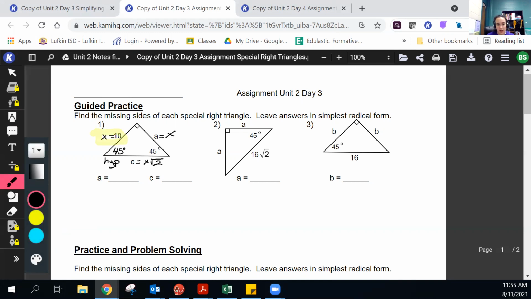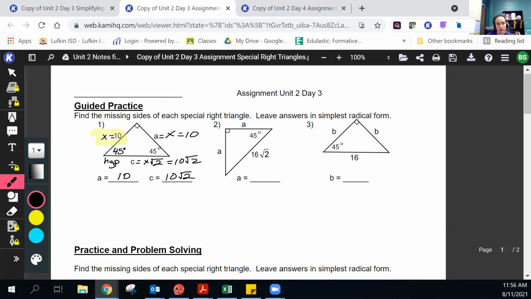So that means that a, which is also x, is 10. Put it down here for my answer. And that means that C, all I have to do is plug in 10 for x. And that gets me 10 times the square root of 2 for C. So please label.